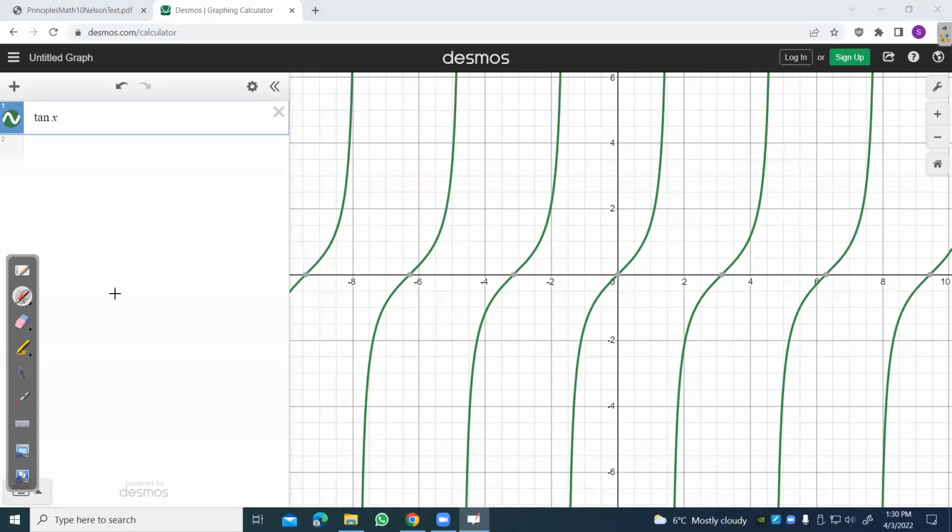So tan looks like this because there is an invisible wall at every 90 degrees. See, I think this is about 90. It's about 90. So every 90 degrees, the function ceases to exist. There's like a wall. It hits a brick wall because we're going to be dividing by 0.